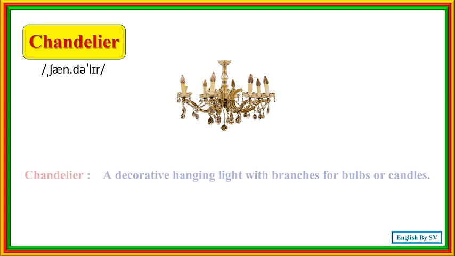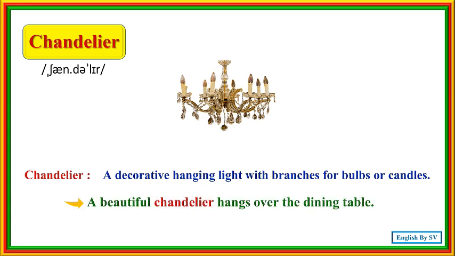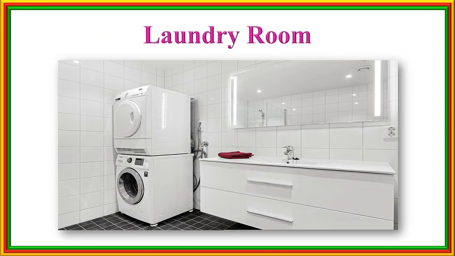Chandelier. A decorative hanging light with branches for bulbs or candles. A beautiful chandelier hangs over the dining table. Finally, let's visit the laundry room, where we take care of our clothes. Here are some important items found in this room.